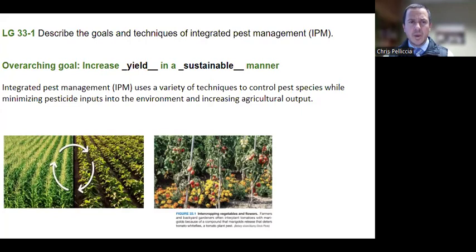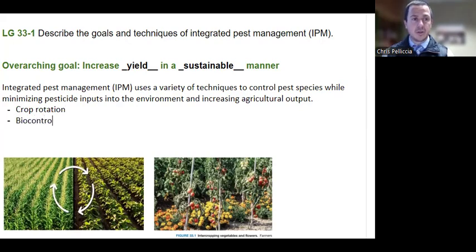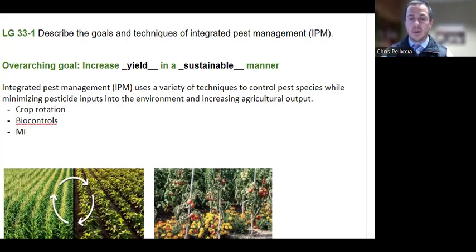The idea here is we can always add more pesticides, but maybe that's not the best thing to do. Maybe we're going to develop pesticide resistance. Maybe there's adverse health consequences. So if we can find ways to minimize pesticide use while also getting the benefits of reduced pests, that's the goal of integrated pest management. There's going to be three facets of integrated pest management we want to look at. First is crop rotation. Second are what are called biocontrols. And third, we're going to look at minimal pesticide controls.